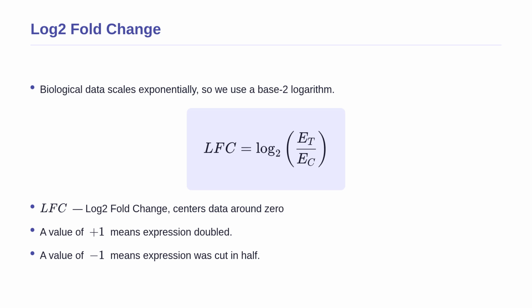We do this because it centers the data around 0, making it perfectly symmetrical. If a gene's expression doubles, the LFC is exactly +1. If the expression is cut in half, the LFC is exactly -1. If there is no change at all, the value is 0, telling us the gene is completely unaffected.